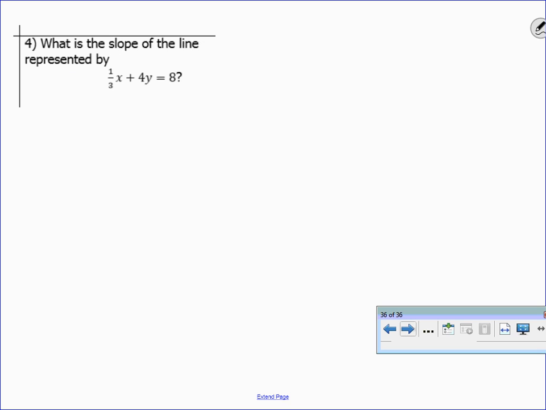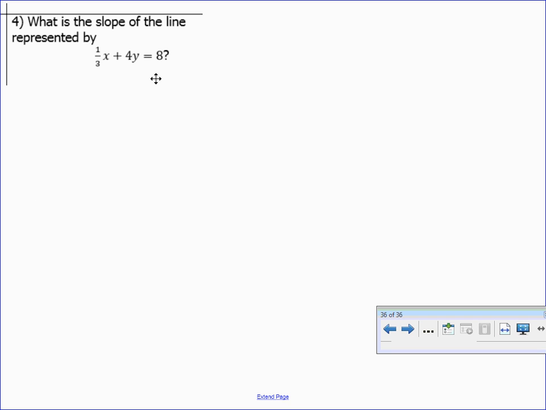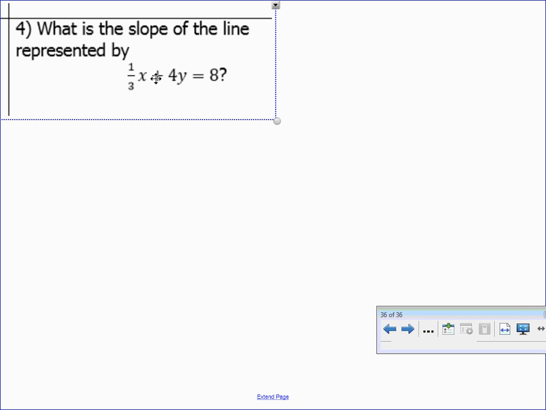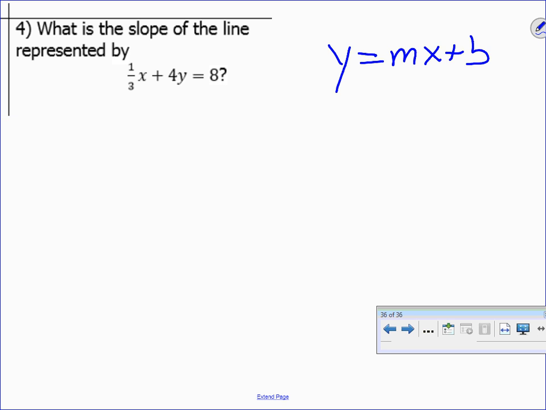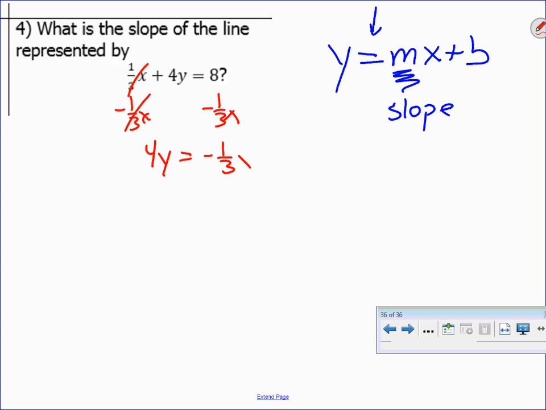And for the last flashback question, it says, what is the slope of the line represented by this? Now remember, slope-intercept form is y equals mx plus b, where m is the slope. So we need to get y by itself. Well, y is not by itself, so we're going to subtract 1/3 x from both sides. And I'll get 4y equals -1/3 x plus 8. Then we're going to divide both sides by 4.